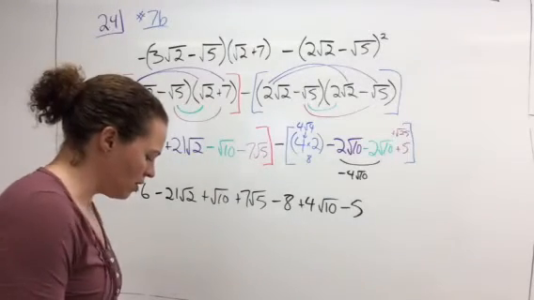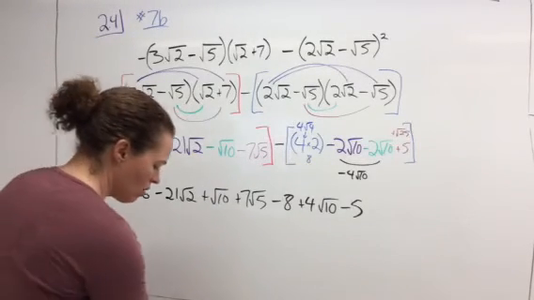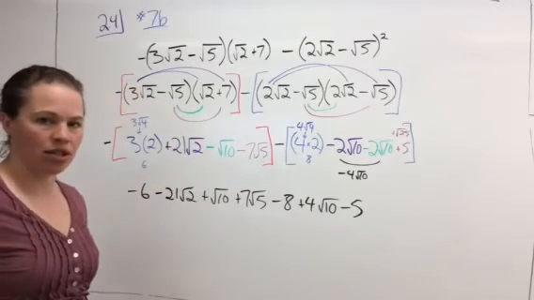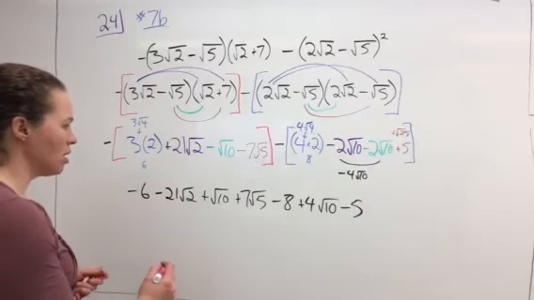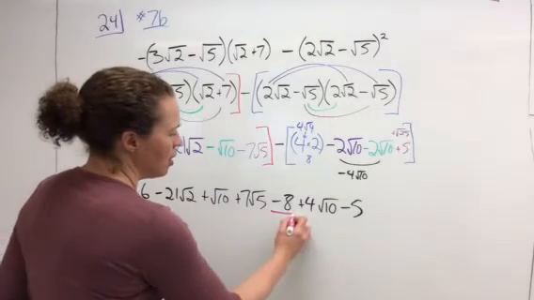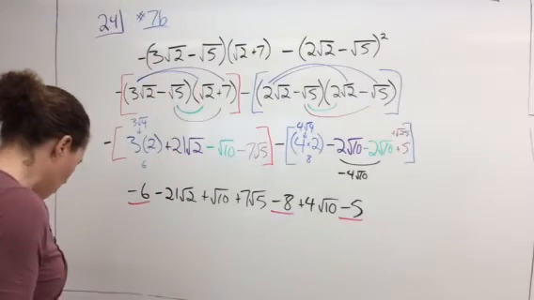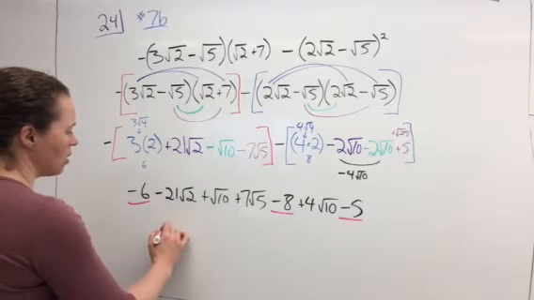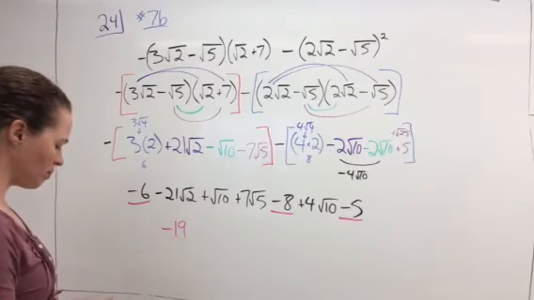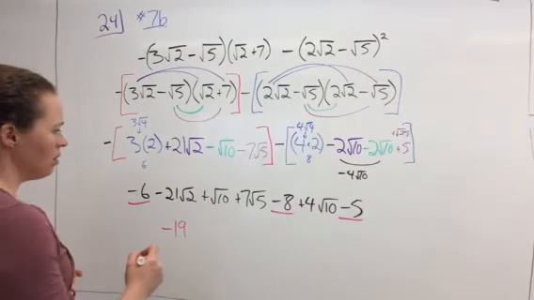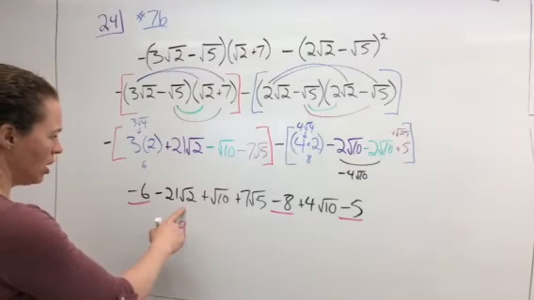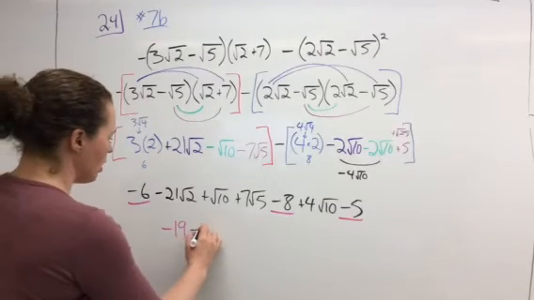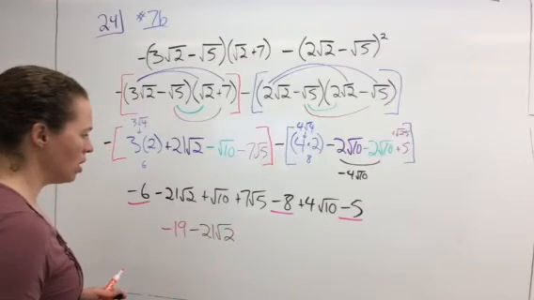The only thing I have left to do is to just grab a couple different colors here. Collect my like terms. So I'm going to start with whole numbers. I've got a -6, a -8, and a -5. So -6 and -8 is -14, and -5 is going to give me -19. Now, I'm going to look. It doesn't look like I have any other root 2's, so I could just write -21 root 2.